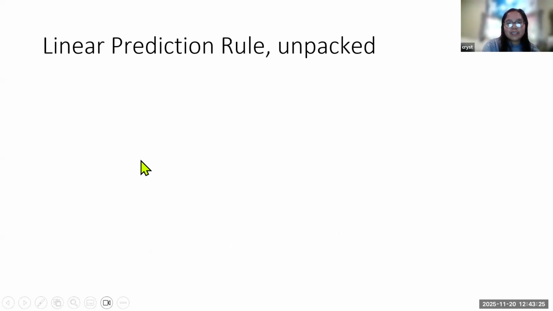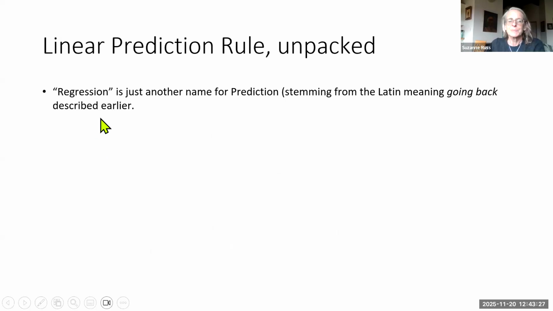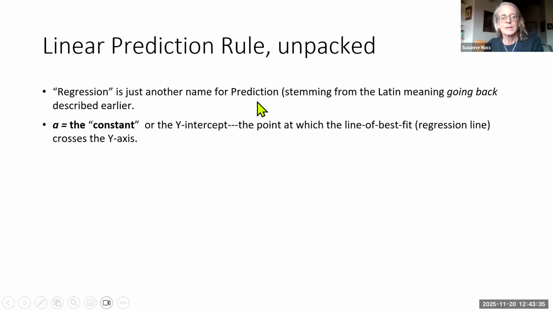Yep. So this linear prediction rule, once again, regression is just another name for prediction. Regression is the statistical process. Prediction is what we use it for. A is the constant, and it's also the y-intercept.